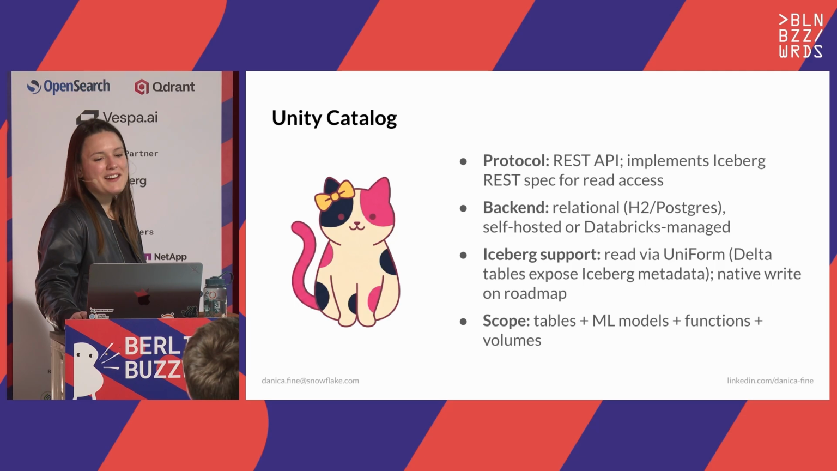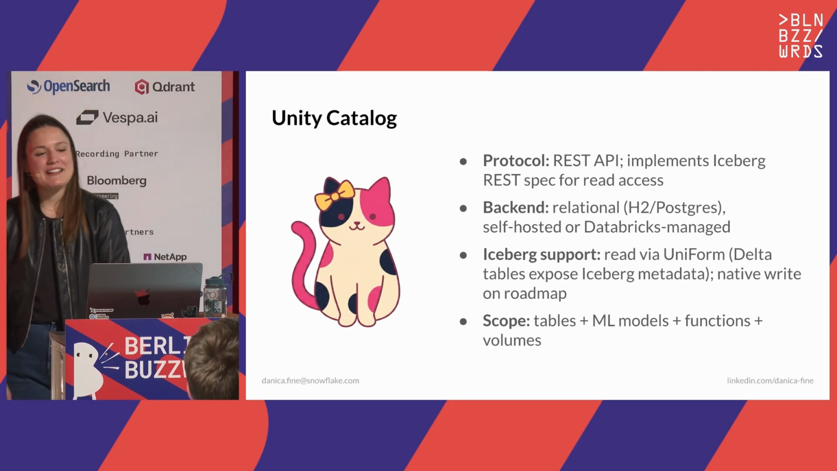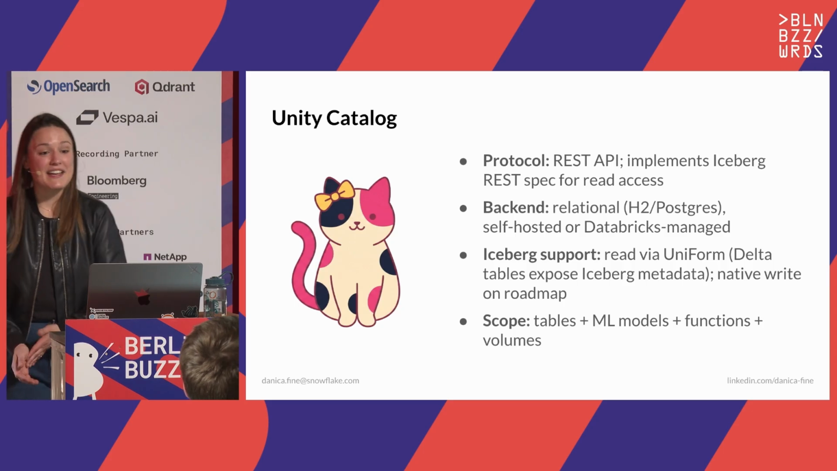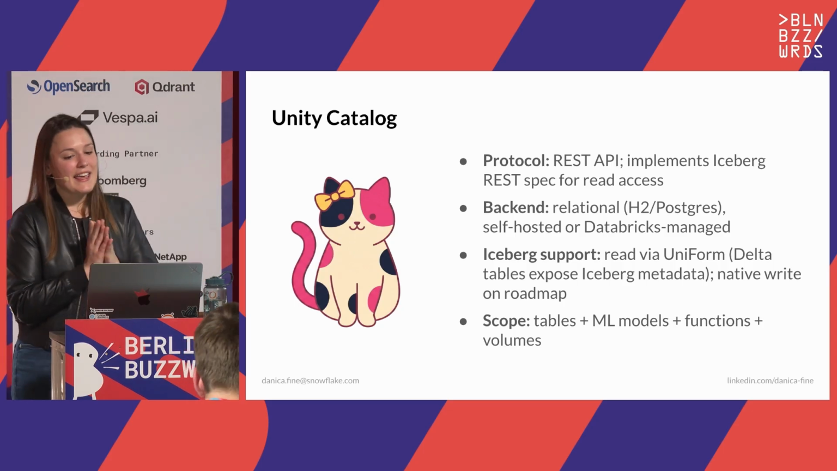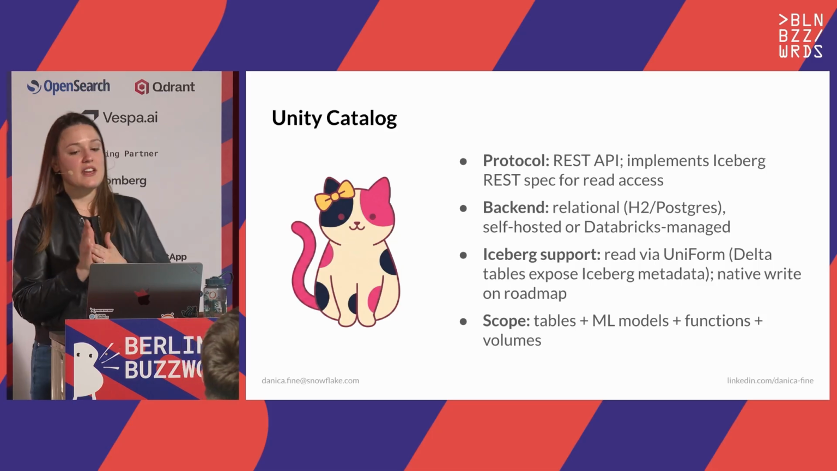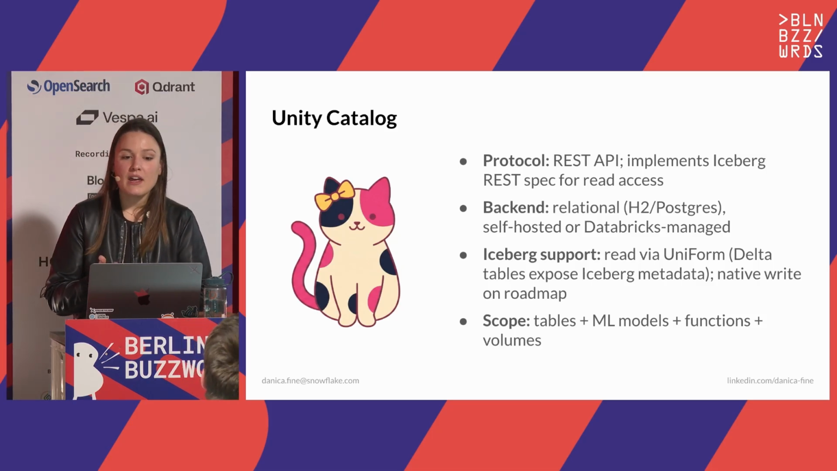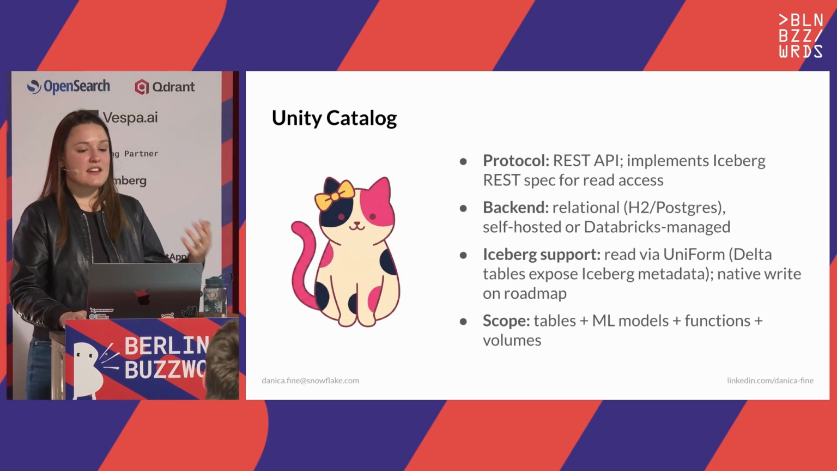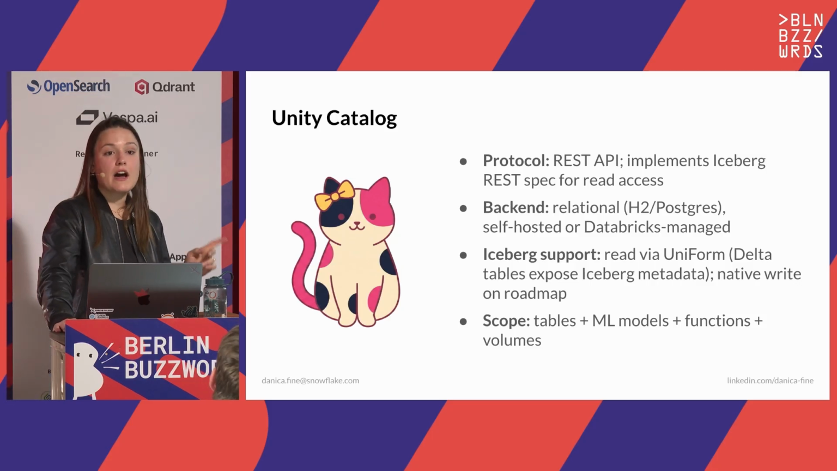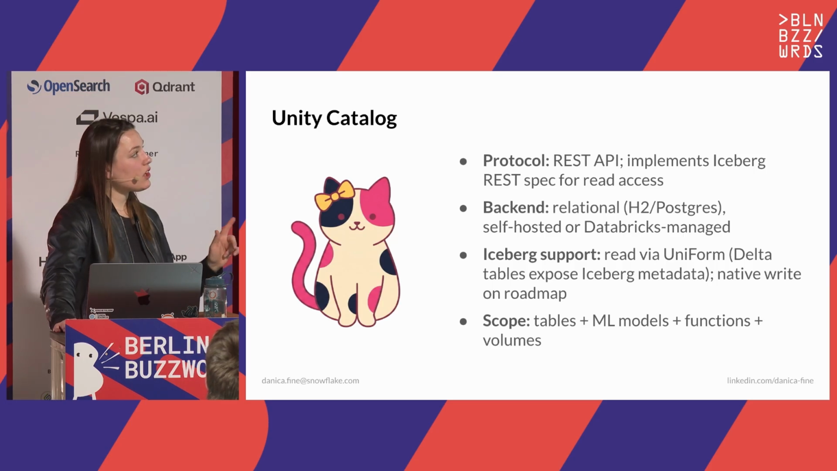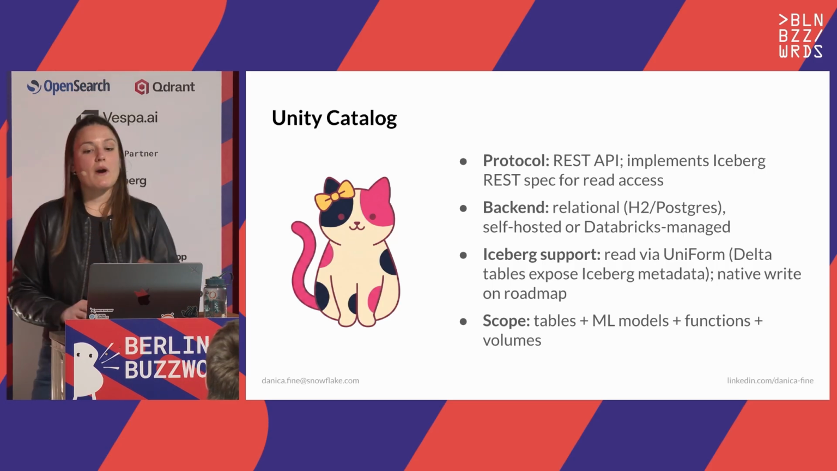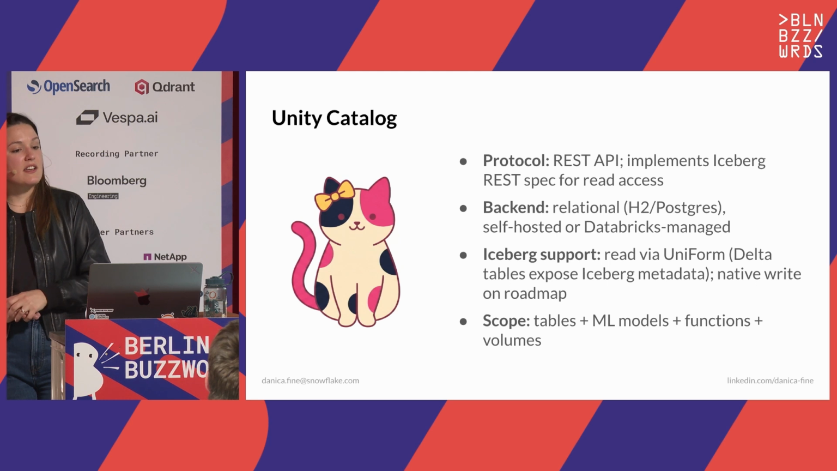All right. Another adorable one. I think this one was my favorite cat, actually. So Unity Catalog. It is a Databricks open source catalog. It lives under the Linux Foundation AI and Data umbrella. It also implements the Iceberg REST catalog spec, but only right now for read access. Okay. The backend, if you're curious, is a relational store. You either self-host or get it managed inside Databricks.